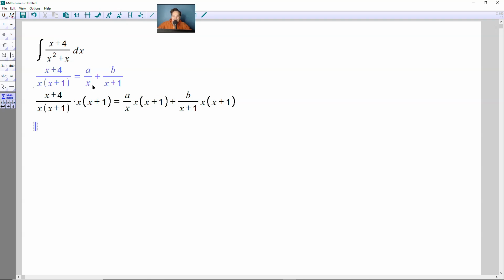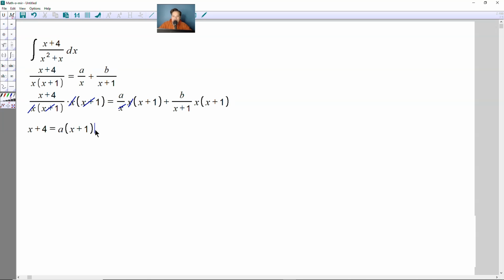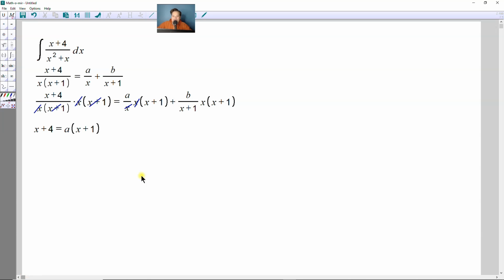What you do now is cross off on the left hand side. Specifically, this x will cross off with this x, and x plus 1 will cross off with x plus 1, which means on the left hand side all that is left over is x plus 4. On the right hand side, this x will cross off with that x, which means you end up with A times x plus 1. For the next part, this x plus 1 will cross off with this x plus 1, which means all that's left over is B times x. So you have plus Bx this way.